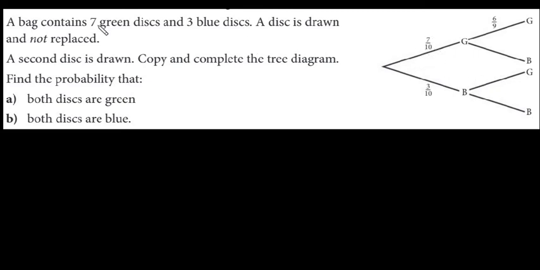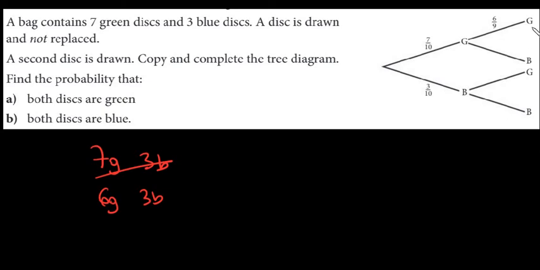7 over 10 is clear, as you see. 7 green discs, 3 blue discs. We just add them together. 7 over 10 is the probability of getting a green disc in the first draw. In the first draw, the probability of getting a blue disc is going to be 3 over 10. Now, after getting a green, so now we have 7 green and 3 blue, right? In the first, if we get a green, then we are going to be left with 6 green and 3 blue, right? Because it is not replaced.